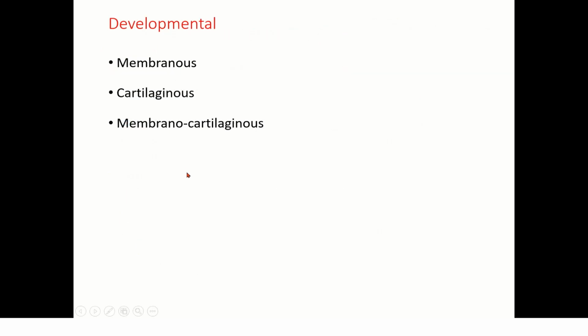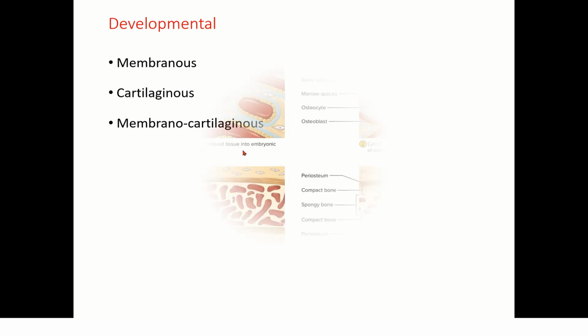So developmentally, bones are classified as membranous bones, cartilaginous bones, and membranocartilaginous bones. Membranous bones are the bones which develop through membranous ossification. Cartilaginous bones are bones which develop through cartilaginous ossification. Membranocartilaginous are bones which develop through both membranous as well as cartilaginous ossification.